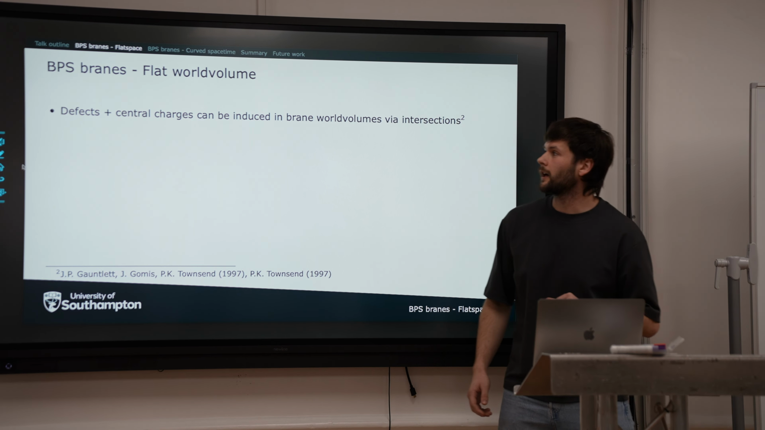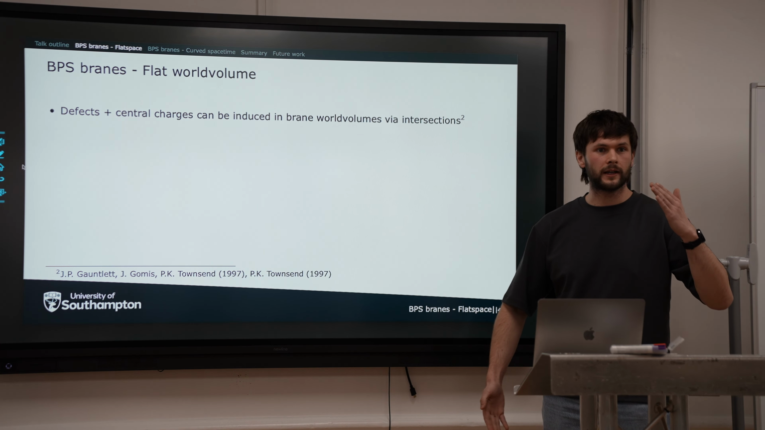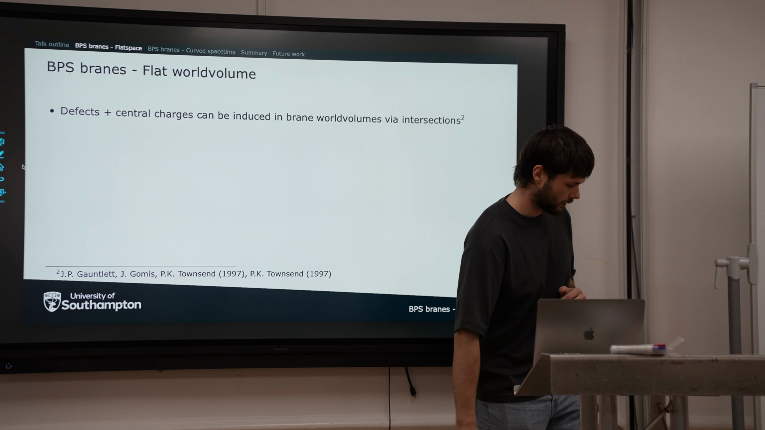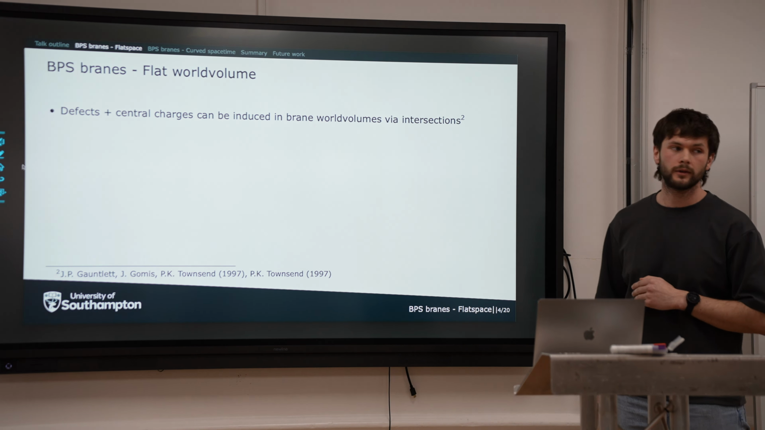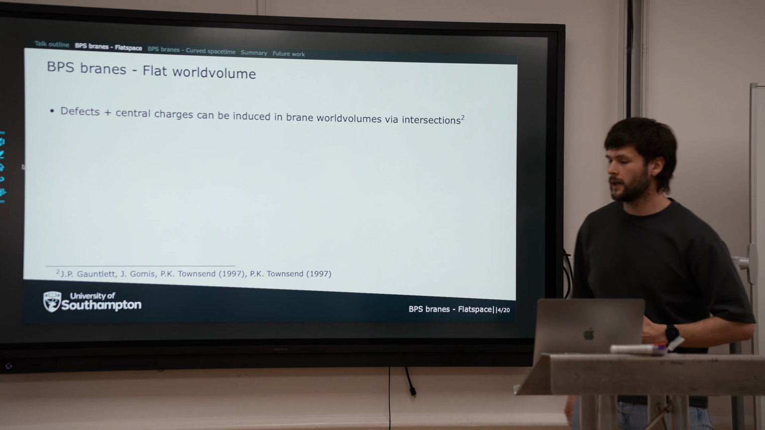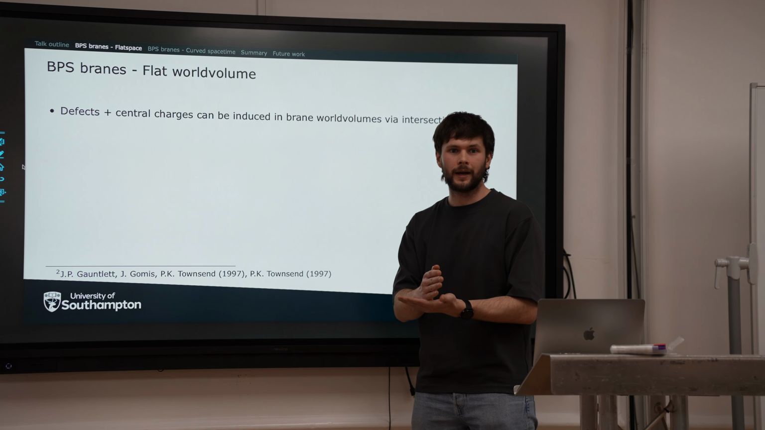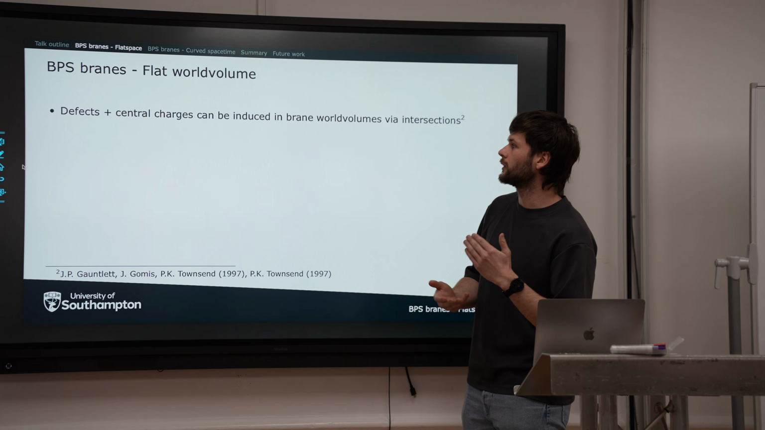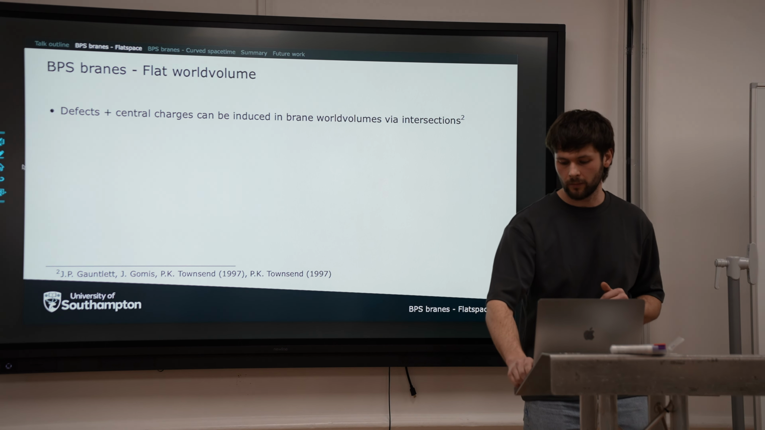The second type of defects that can be associated to branes are defects within brane world volume theories themselves. Much like the images that Neil introduced earlier and also Joe was talking about a little bit, when you have two branes intersecting one another, from the perspective of either one of the branes, this can be understood as introducing a defect into the world volume theory of the brane that you're looking at.